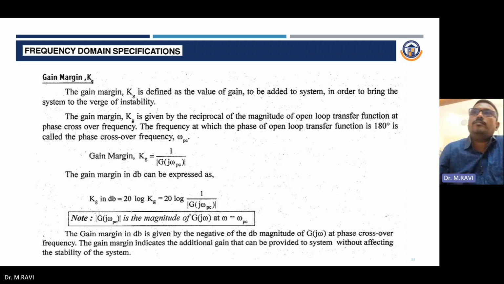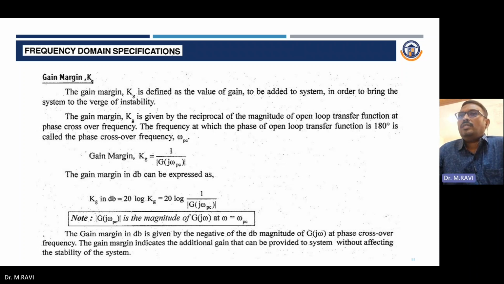Next thing is gain margin. Gain margin Kg is defined as the value of gain to be added to the system in order to bring the system to the verge of instability. The gain margin Kg is given as the reciprocal of the magnitude of the open loop transfer function at the phase crossover frequency. The frequency at which the phase of the open loop transfer function is 180 degrees is called the phase crossover frequency. Gain margin Kg = 1/|G(jωpc)|. The gain margin in decibels is Kg = 20 log Kg = 20 log (1/|G(jωpc)|).